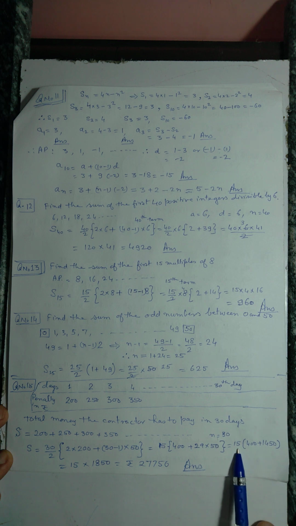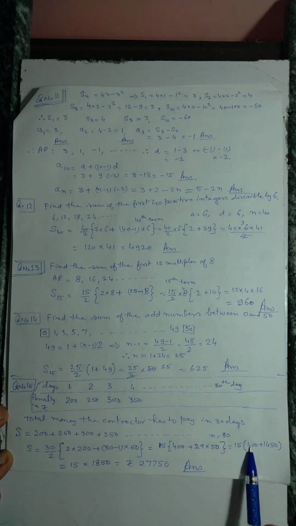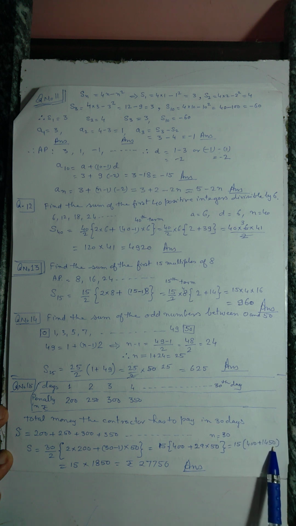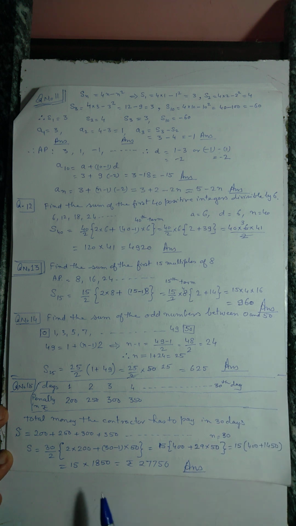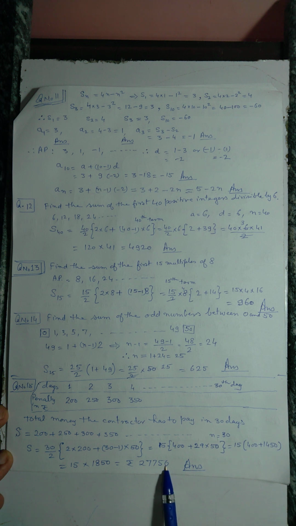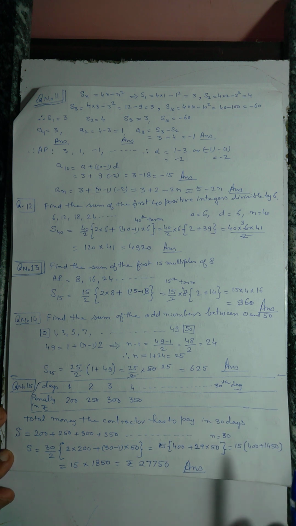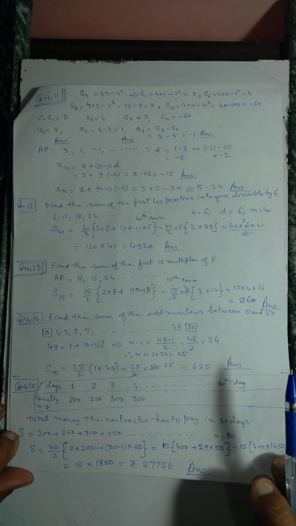It will be equal to 15 outside of the bracket, 400 plus 1450. Just add them. So 15 into 1850 will be equal to 27,750. This much amount he has to pay, and this will be the answer.